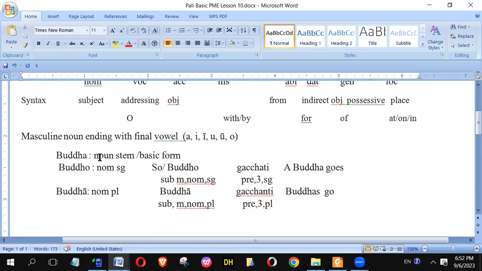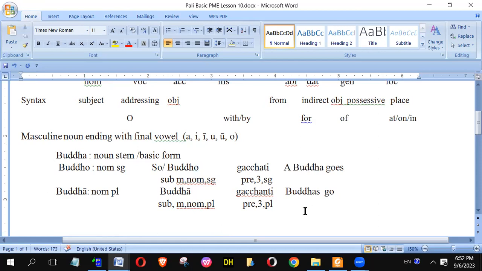Okay, so we go back to the first one, nominative singular. Buddho gacchati, or Buddha gacchanti, a Buddha goes. Even though you don't see the article, we understand that you need to put an article here, because it is 'a Buddha goes'. So this one is a nominative.